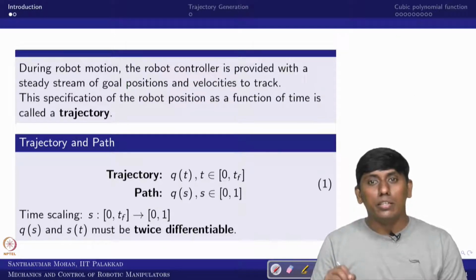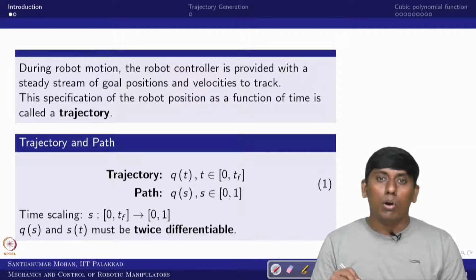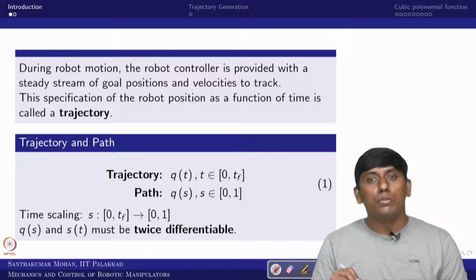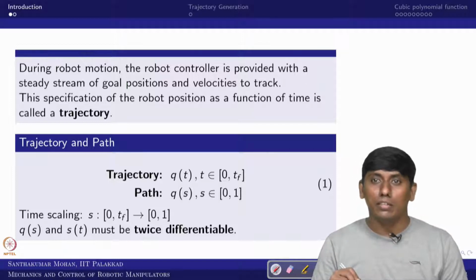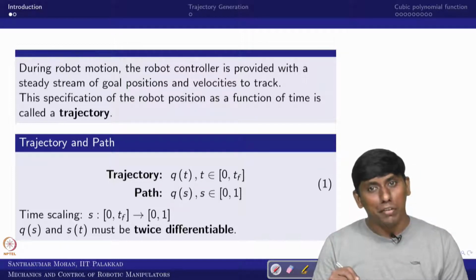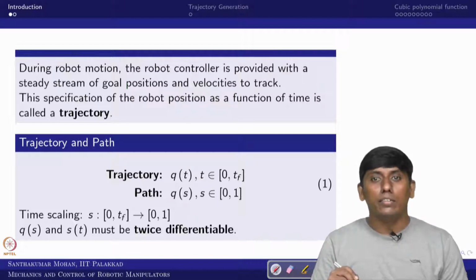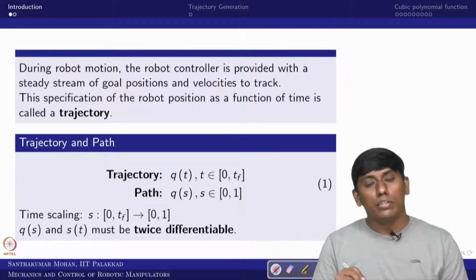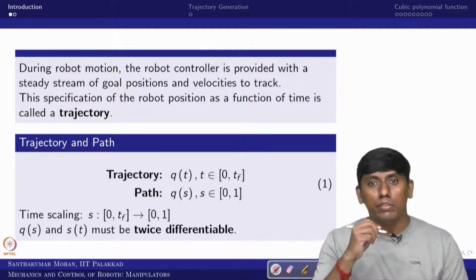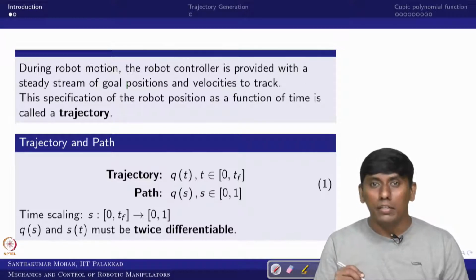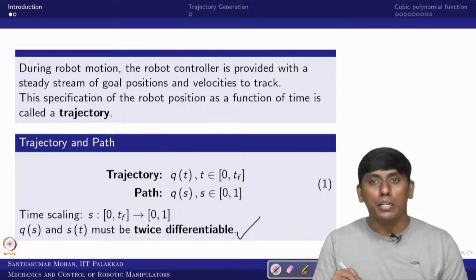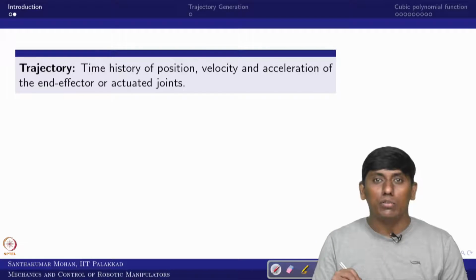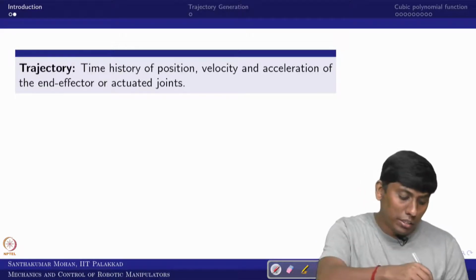So either you call it q of t or q of s, it should be at least twice differentiable, in the sense that the acceleration is finite, or it is a function of time. In that sense, your actuator will start in a proper way. So that is what we are putting forward, and we are trying to see it in a little more detail.